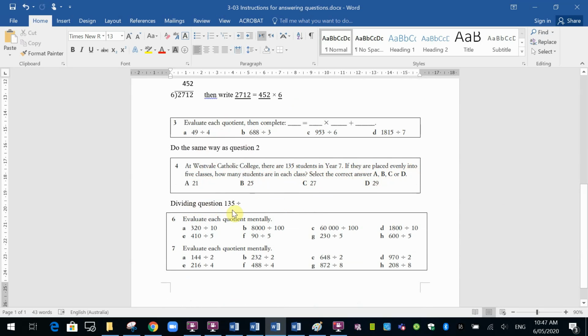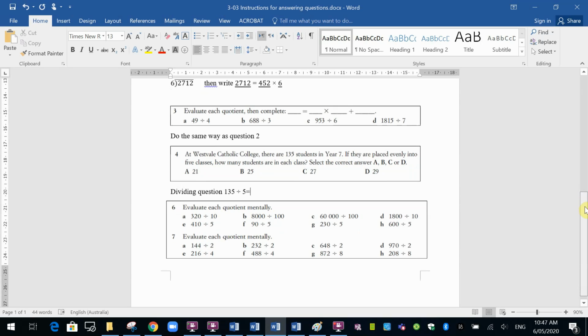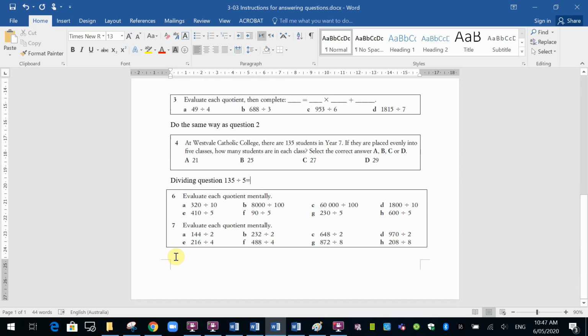A dividing question. So here, dividing question, 135 divided by how many? Well, it's the number of classes. And so you'd find the answer to that. Okay, questions 6 and 7. Evaluate each quotient. Now remember, quotient means dividing. Now, dividing by 10, we'll do that one for you.